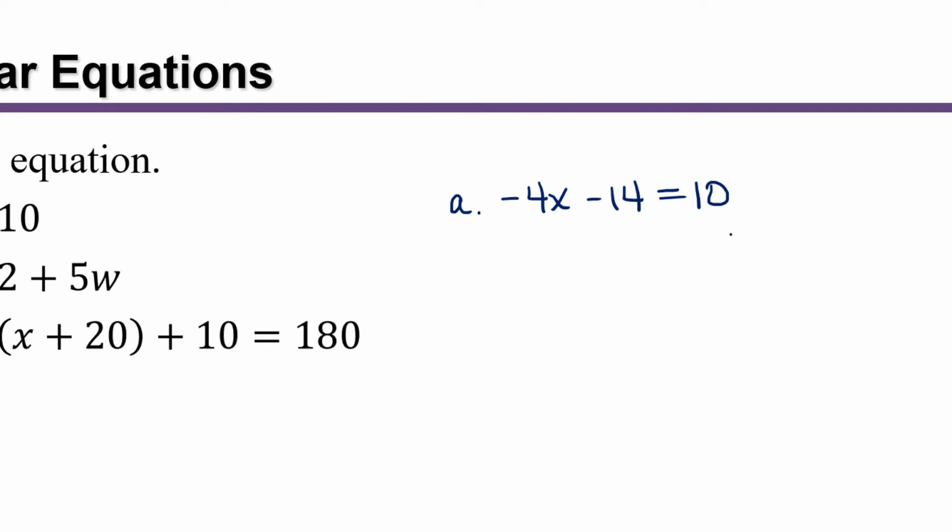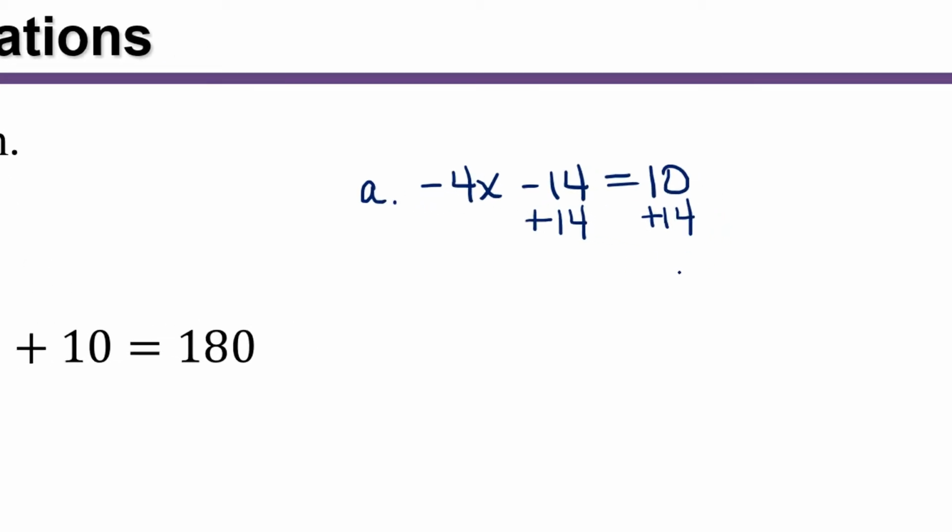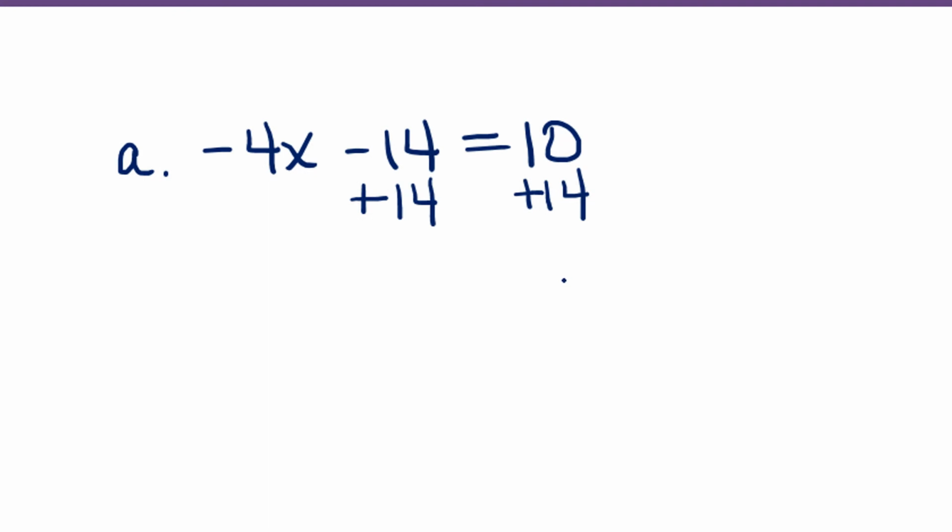Well, because of the power of equality, which tells us that both sides have the same value, we can perform operations on the equation as long as we perform the same operation on each side. For example, here, to move that negative 14, I'm going to add 14 to both sides. This has the effect of essentially canceling out the negative 14, because negative 14 plus 14 is 0.